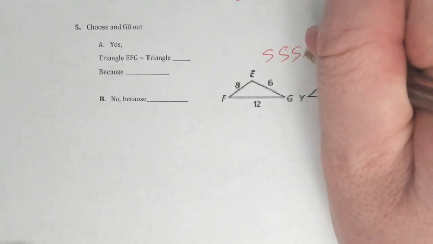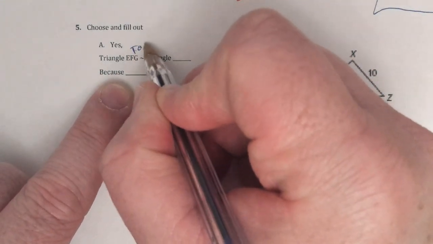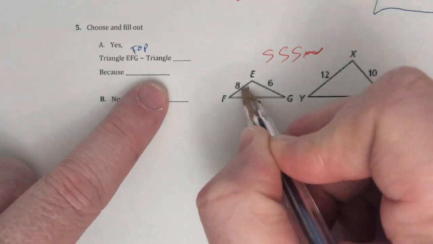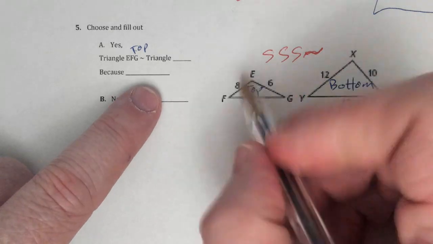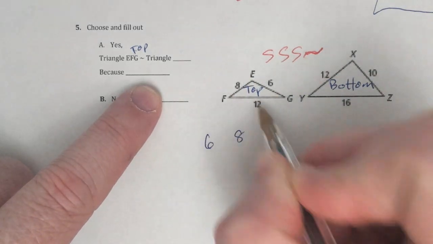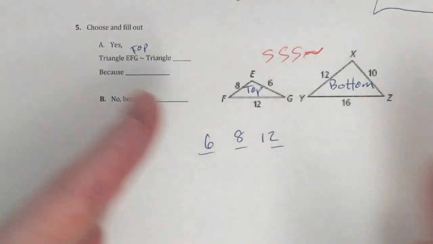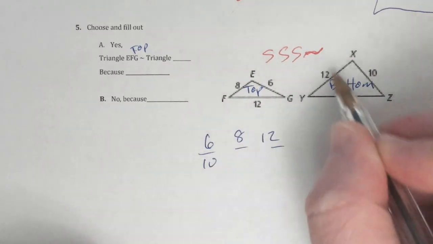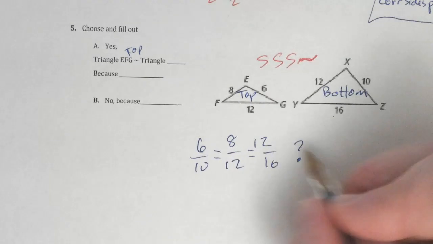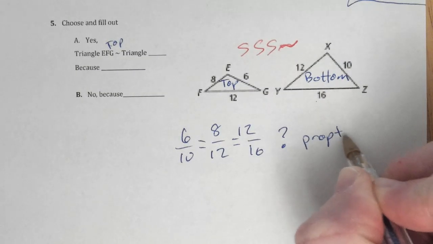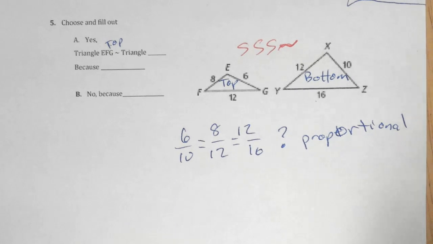Does SSS similarity work? They said EFG, so that would be your top, and the other one would be your bottom. So list these from least to greatest. That would be 6, 8, 12. That's my top. And my bottom, from smallest to largest, would be 10, 12, and 16. The question is, are those equal? Meaning, are they proportional? One day I'll learn how to spell. So we're checking, are these good, yes or no?